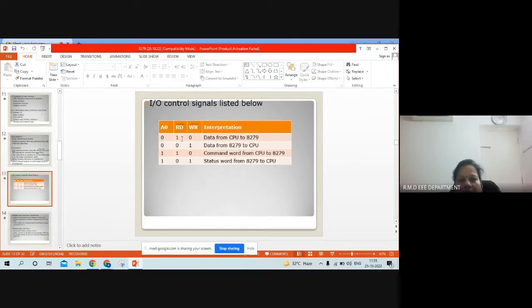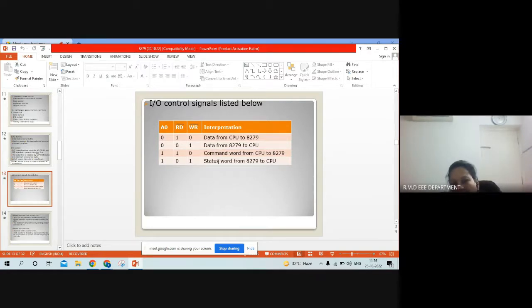So the different values of the logic control signals which are getting related with the appropriate functions are: if A0 is 0, then it means that it is getting related with data. If A0 is 1, it means that whatever communication is happening is concerned with the status word or the command word. If A0 is 0, it will be getting related with data. If A0 is 1, it is getting related with the command word or the status word.